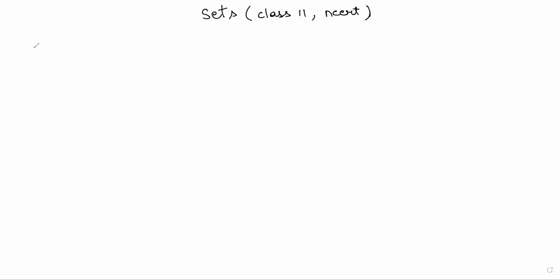Hello everyone. We'll continue with the discussion of sets. Next type of sets are equal sets. Two sets A and B are said to be equal if they have the same number of elements.